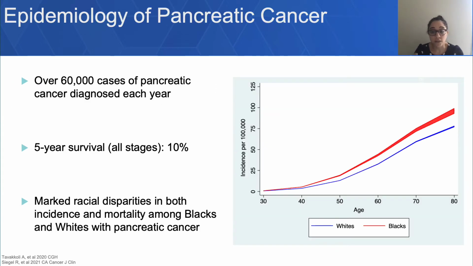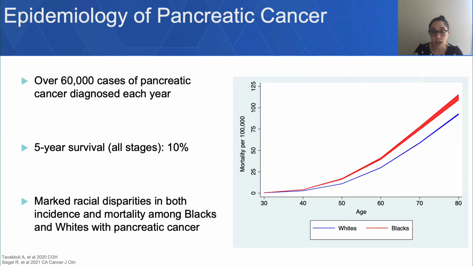Pancreatic cancer is the 11th most common cancer diagnosis in the US, with about 60,000 cases of pancreatic cancer diagnosed each year. However, it is one of the most lethal and is the third leading cause of cancer-related deaths in the United States. The 5-year survival for all stages is estimated to be about 10%, and there's a large body of data which shows marked racial disparities in both the incidence and mortality among Blacks and whites with pancreatic cancer.